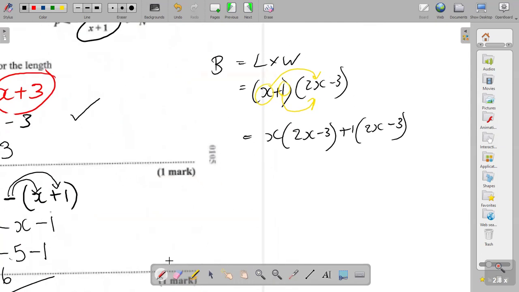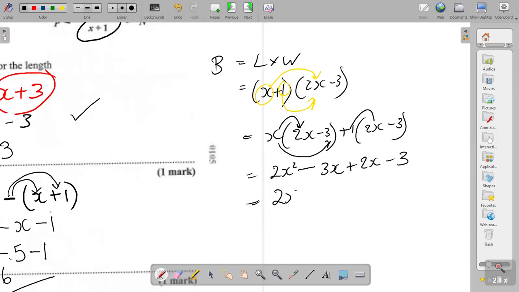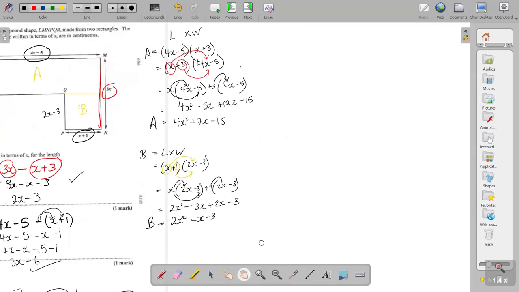All right, so let's move. This is going to be 2x squared minus 3x. 1 times 2x is 2x, minus 1 times 3 is 3. So what's our final answer? 2x squared. Somebody, what's the middle term going to be? Plus x or minus x? Excellent. Minus x minus 3. So this is B.